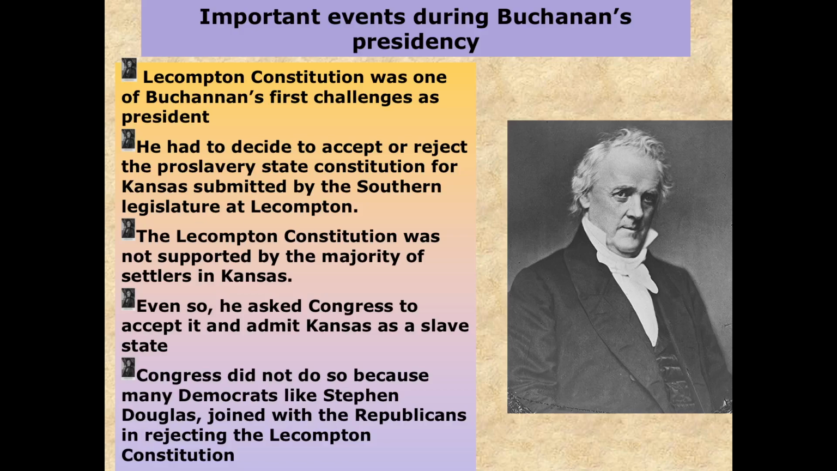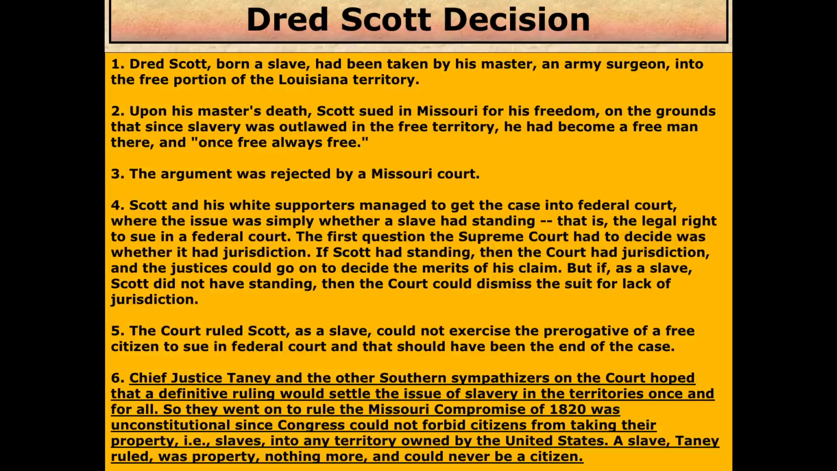Okay, the next big blunder that we have during Buchanan's presidency is actually a Supreme Court blunder. Probably one of the worst decisions they've ever made. The Dred Scott decision. Now let's go with this. So Dred Scott was a slave, all right? He was taken by his master into a free portion of that Louisiana territory. So you would think, yeah, this dude's in a free area, he should be free, right? Okay. So it's a bit more complicated.